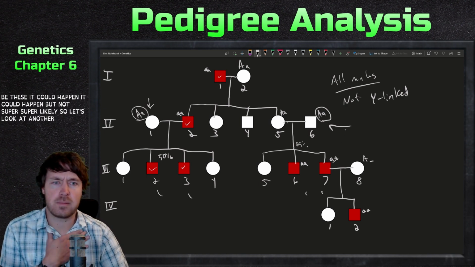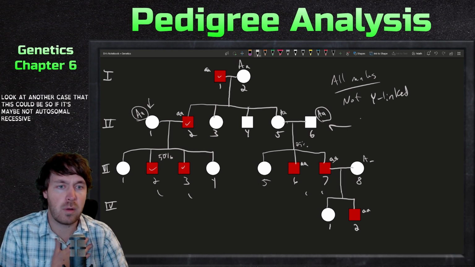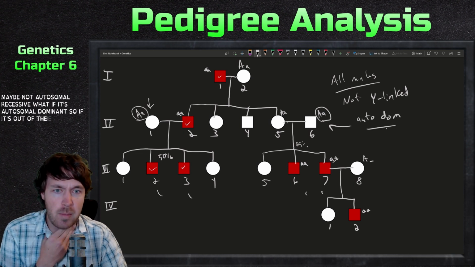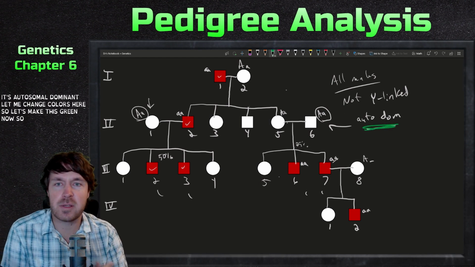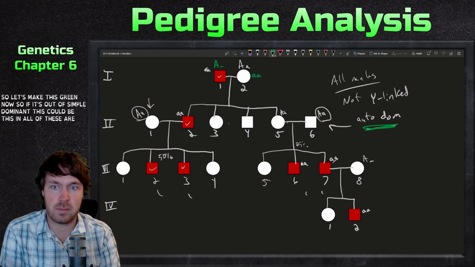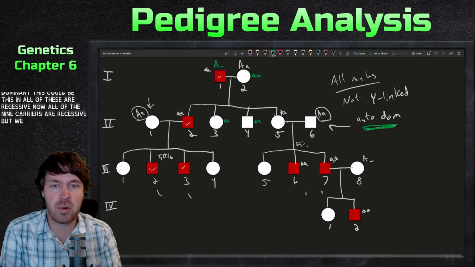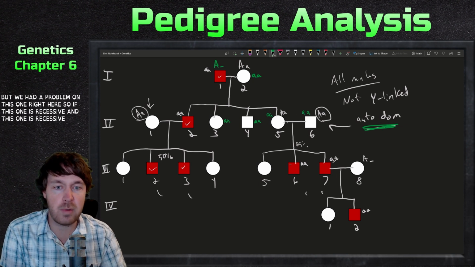So let's look at another case that this could be. If it's maybe not autosomal recessive, what if it's autosomal dominant? Let me change colors here. Let's make this green now. If it's autosomal dominant, this could be this, and all of these are recessive now. All of the non-carriers are recessive. But we hit a problem on this one right here. If this one is recessive and this one is recessive, how do we have any down here? So this one would have to have a dominant form from somewhere.